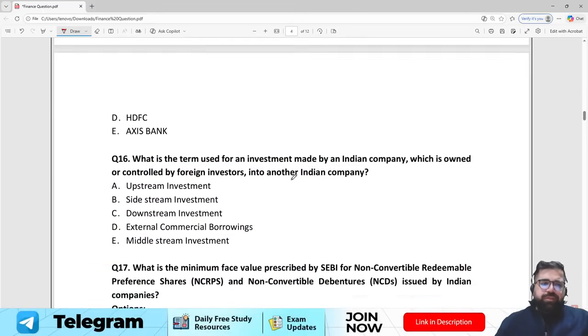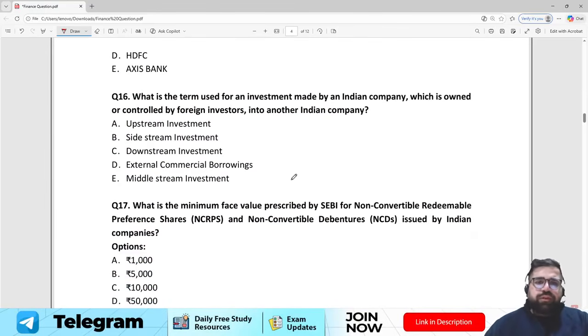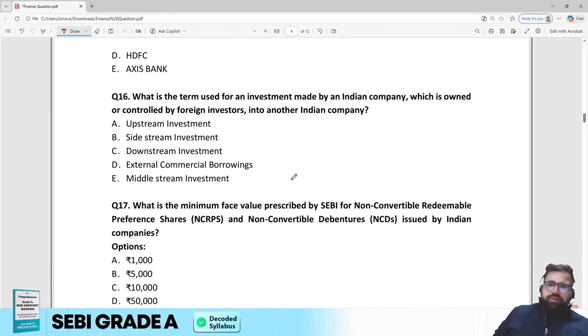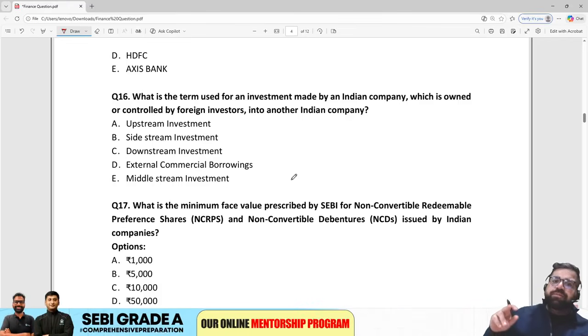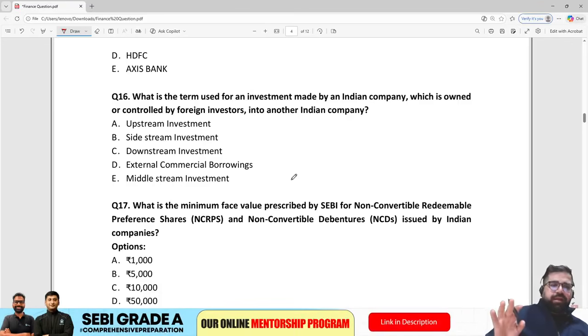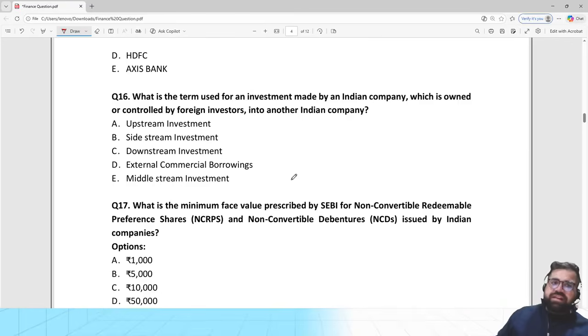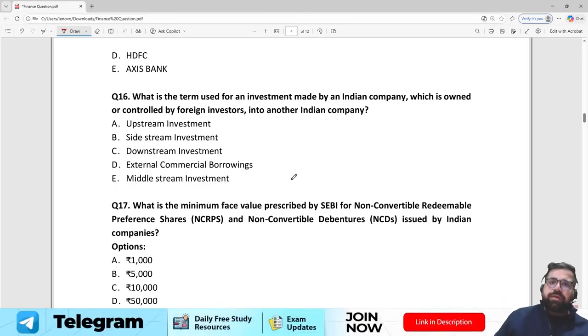Moving forward, what is the term used for an investment made by the Indian company which is owned or controlled by foreign investors into another Indian company? Now see, there are two types of investments, upstream and downstream, right? The correct answer over here will be option number C.